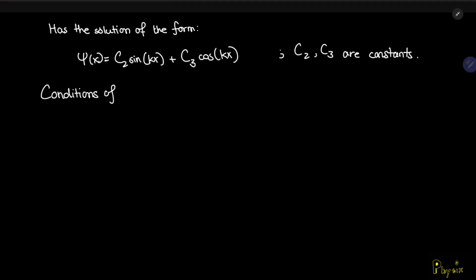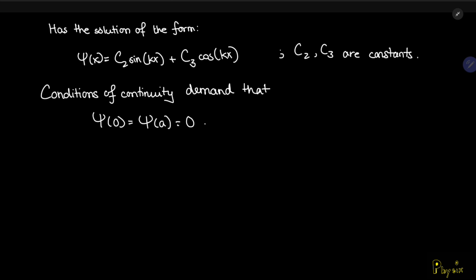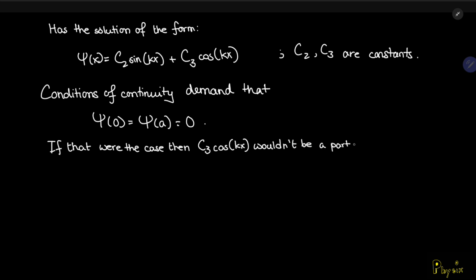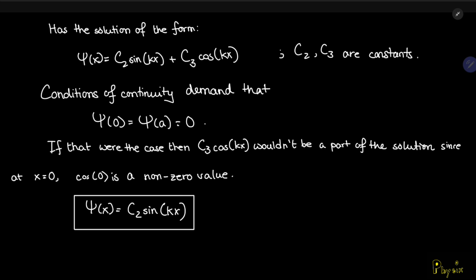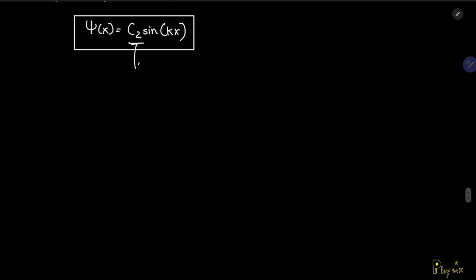Now the conditions of continuity demand that psi of 0 is equal to psi of a is equal to 0. This basically means that at the edges of the box, you find your wave function to be equal to 0. If that were the case, then we would see that c3 cosine kx wouldn't be a part of the solution, since at x equal to 0, cosine of 0 is a non-zero value. So psi of x is basically equal to c2 times sine of kx. Now we're not done with this. We need to find what c2 is and then add the time-dependent part so that we can have the entire solution. So now our task is to find what this c2 is.